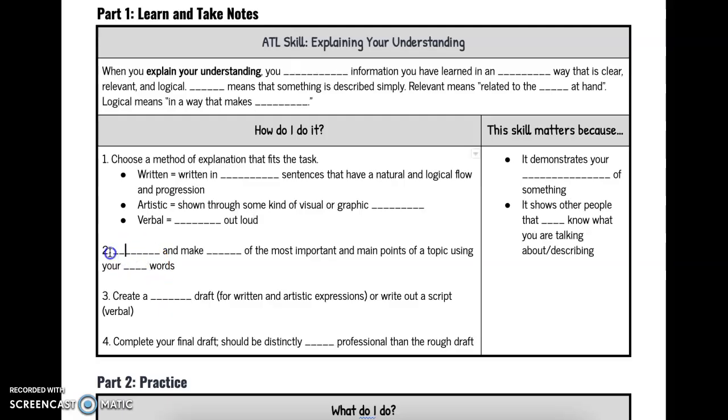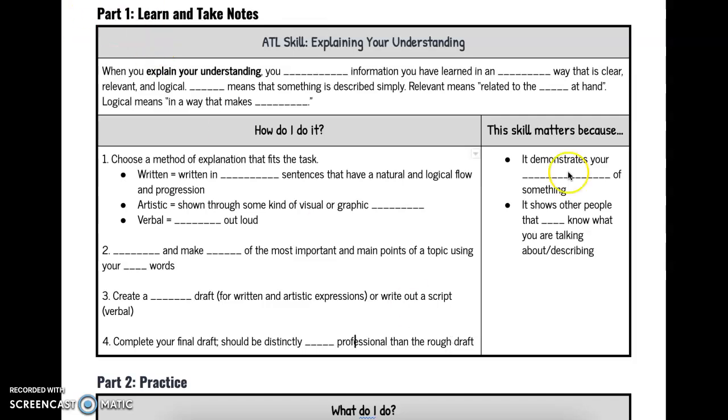After I've chosen my method, I'm going to think and make notes of the most important and the main points of a topic using my own words. Number 3, using these notes from number 2, you would create a rough draft for written and artistic expressions, or you would write out some kind of script for a verbal explanation. Finally, number 4, you would complete your final draft. And your final draft should be distinctly more professional than the rough draft. Whoever is looking at this final draft should see that it is a well thought out and put together sort of presentation.